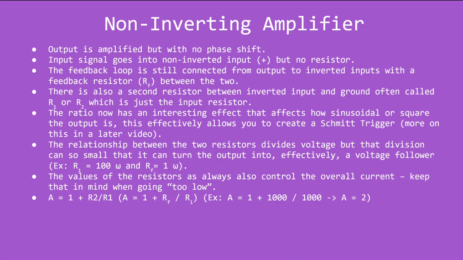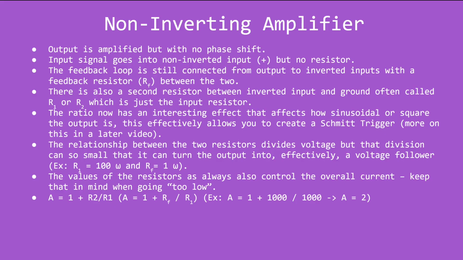Now we're moving on to the non-inverting amplifier. In this case, the output is still being amplified, but there's no phase shift. This was actually accidentally discovered by scientists at some point, since correcting for phase shift with an inverting amplifier can be a pain, especially when it's not what you want to do.